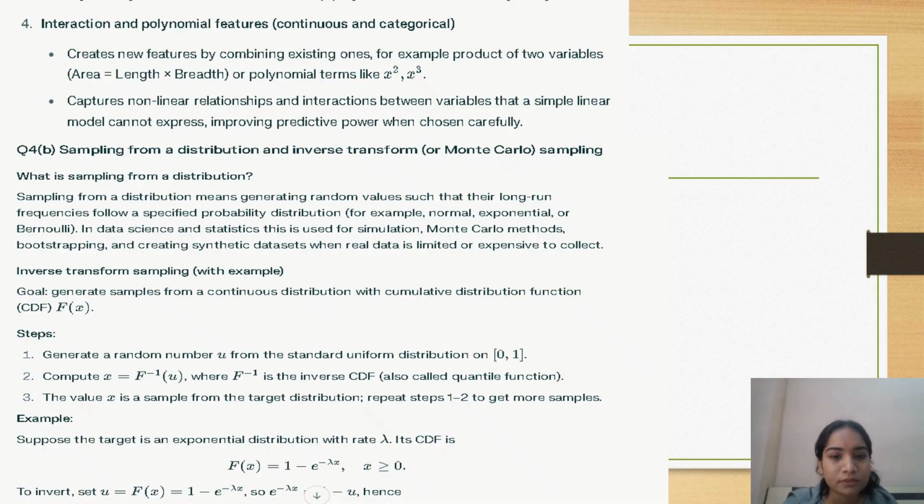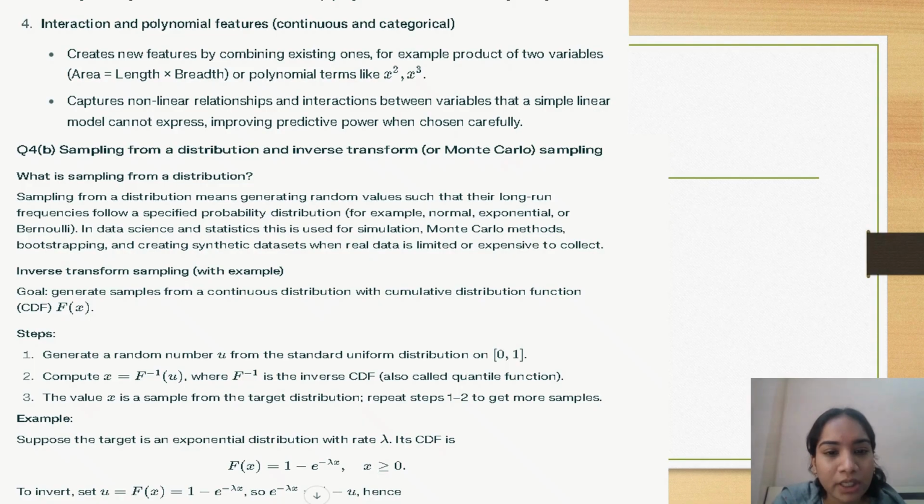Suppose X is exponential with lambda equal to 1, and the CDF is 1 minus e to the power minus x. Then we generate u equal to 0.7 and solve 1 minus e to the power minus x equals 0.7. Then x comes approximately 1.2. This is the sampling method of type inverse transform sampling.